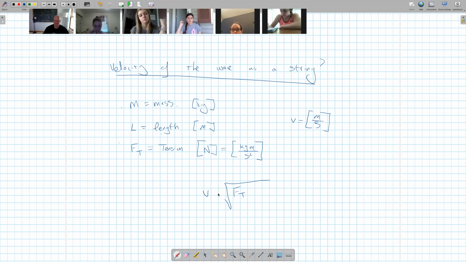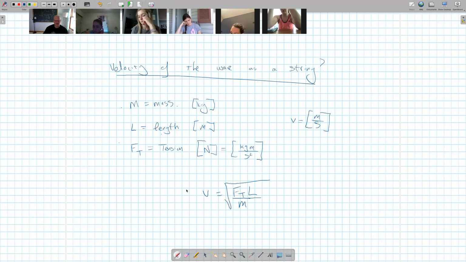square root of the tension, because the only way to get rid of that second squared is by taking a square root. The other thing is we know the tension has a kilogram in it, so to get rid of that kilogram, we would have to divide it by the mass. Then that gives us a meter per second squared. But to make it meters per second, when we take a square root, we would have a square root of a meter per second, so we multiply this by the length.